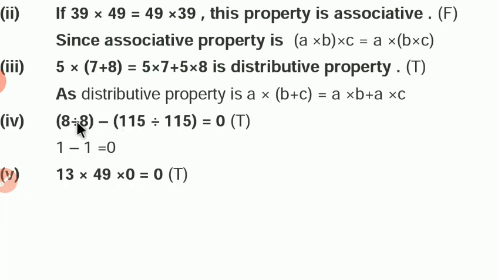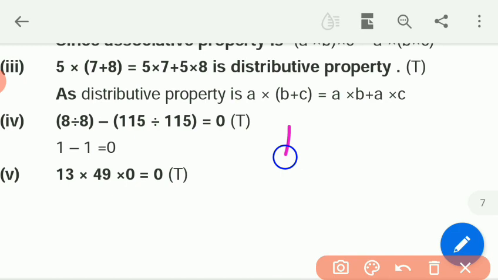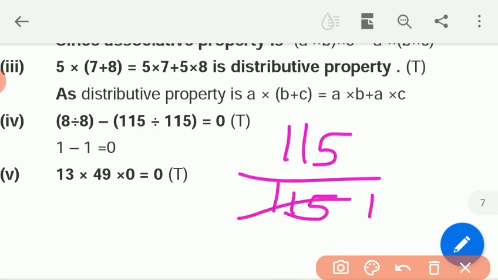Fourth one, 8 divided by 8 minus 115 divided by 115 is 0. So let us see. If we divide 8 by 8, the answer is 1, minus 115 divided by 115. If we divide 115 by 115, what will be the answer? You can see that 115 ones are 1, meaning the answer is 1 only. So 1 minus 1 is 0. It means it is equal to 0. So the answer is true. Then last one, 13 into 49 into 0 is equal to 0 or not.